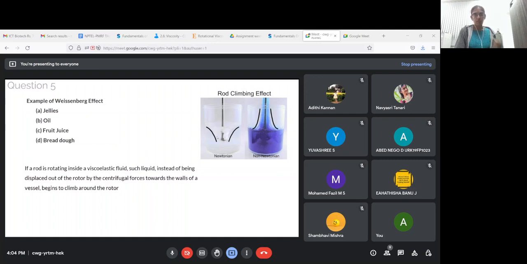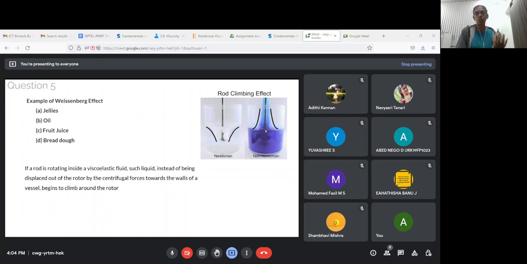So in a viscoelastic fluid, when a rod is rotated, it opposes the centrifugal forces and the gravitational force, because of its elastic nature. When you stir it, it tries to get back to its original shape as much as possible. Due to the multiple forces acting on the viscoelastic fluid, a resultant normal force is created, that is in upward direction.